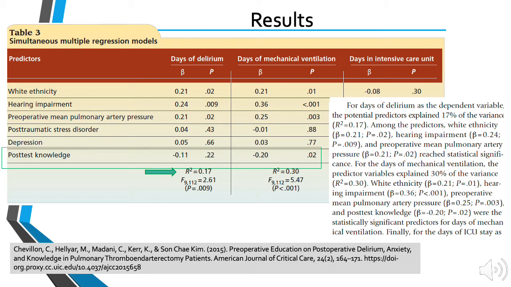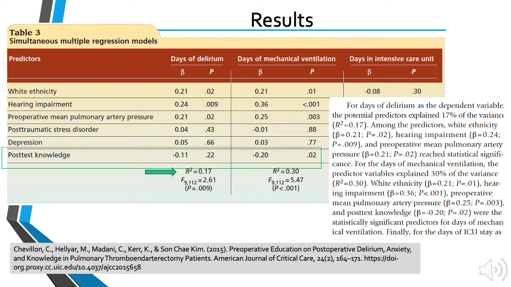We see that the post-test knowledge was not a predictor of delirium with a p-value of 0.22, but greater knowledge predicted less time on the ventilator with a p equal 0.02.